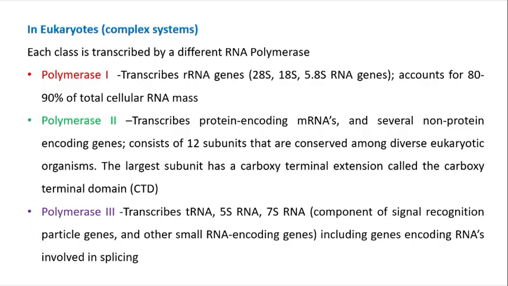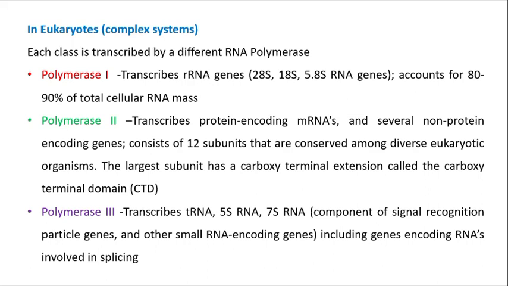Okay, in eukaryotes, this is a very complex system. Each class is transcribed by a different RNA polymerase enzyme. But in prokaryotes, only a single RNA polymerase enzyme is involved, and the three RNA types like tRNA, mRNA, rRNA are synthesized by a single RNA polymerase enzyme.